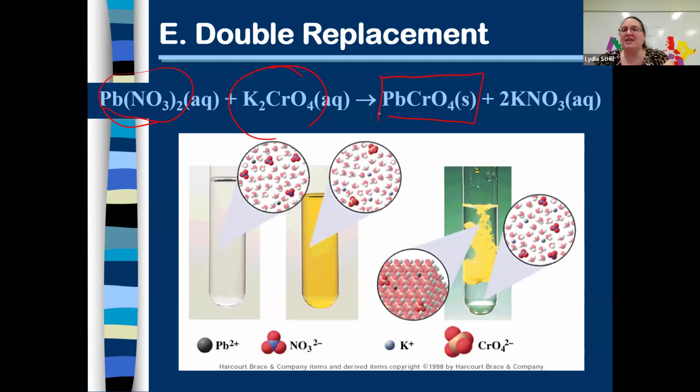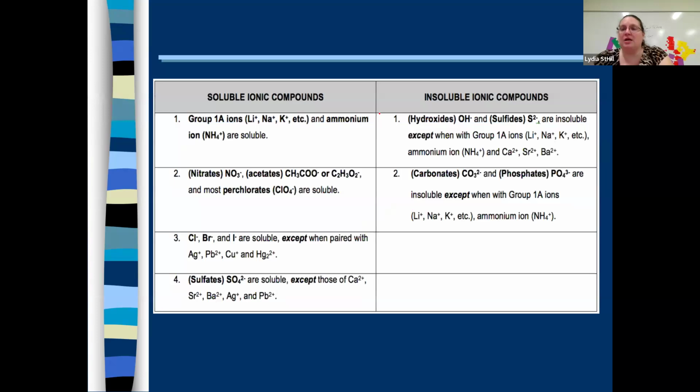So double replacement reactions can be called precipitation. When it's acid-base reactions, instead of having a solid, we produce liquid water. So that is the important thing. So let's look at our solubility rules. I kind of basically group these into three different categories.